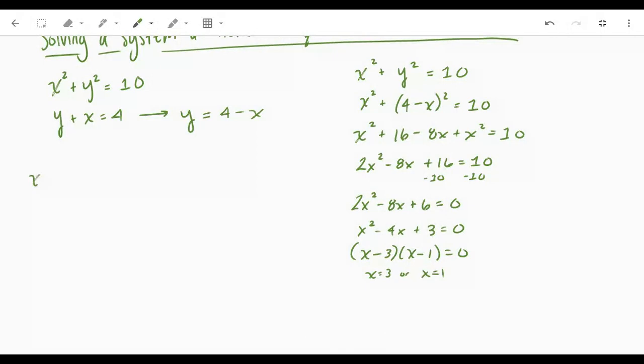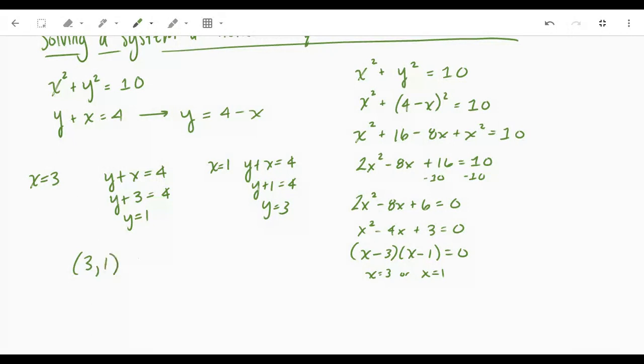If x equals 3, y plus x is 4, so y would be 1. Okay, so then if x is 1, y plus x is 4, y plus 1 is 4, so y would be 3. So our two answers are 3, 1 or 1, 3.